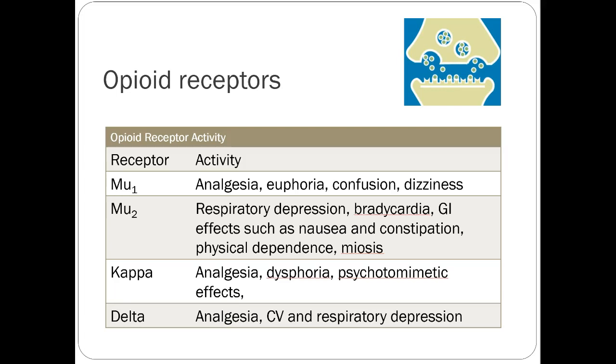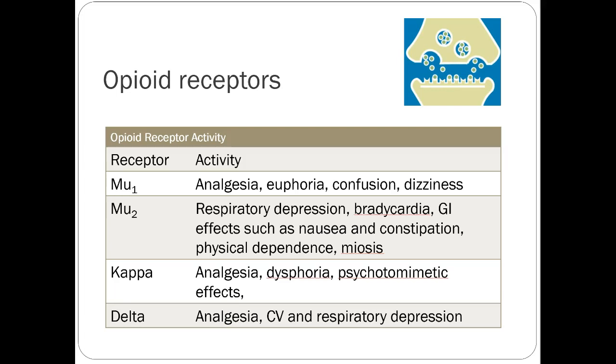The Mu2 receptor, so all opioids work on multiple Mu receptors. They aren't really selective for a single Mu receptor, so they're going to hit the Mu1 and 2 for the most part. And that's going to cause respiratory depression, bradycardia, GI effects such as nausea and constipation. It's going to lead to the physical type of dependence people experience, which is different than psychological addiction, right? So we're breaking those up. People get dependent on these medications to do the same thing over and over again, and the Mu receptors have to do with that.